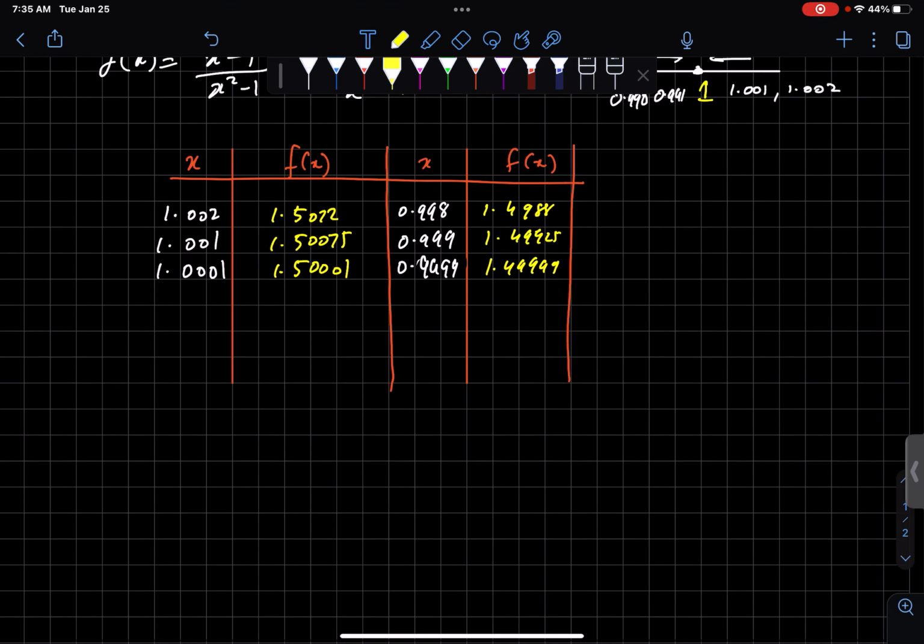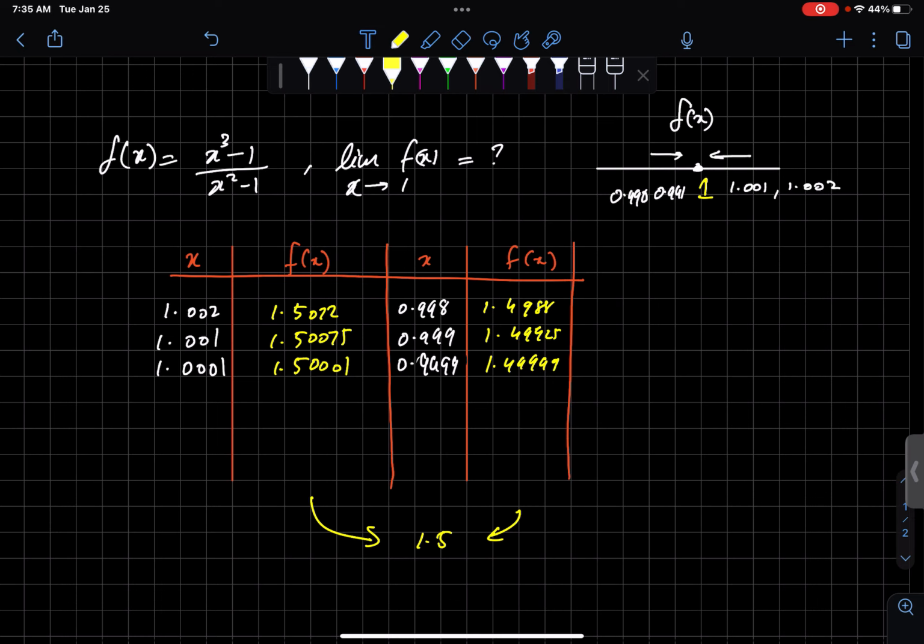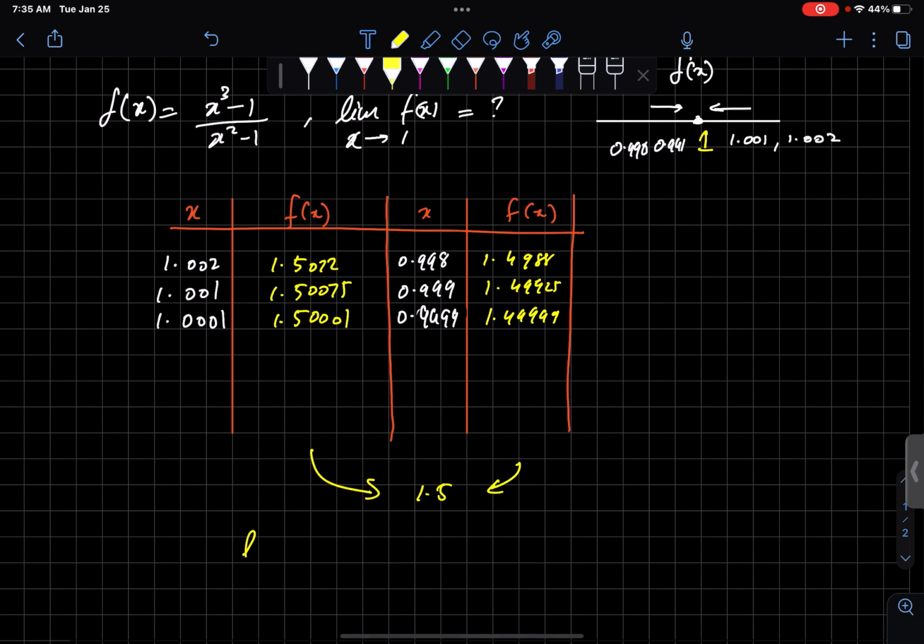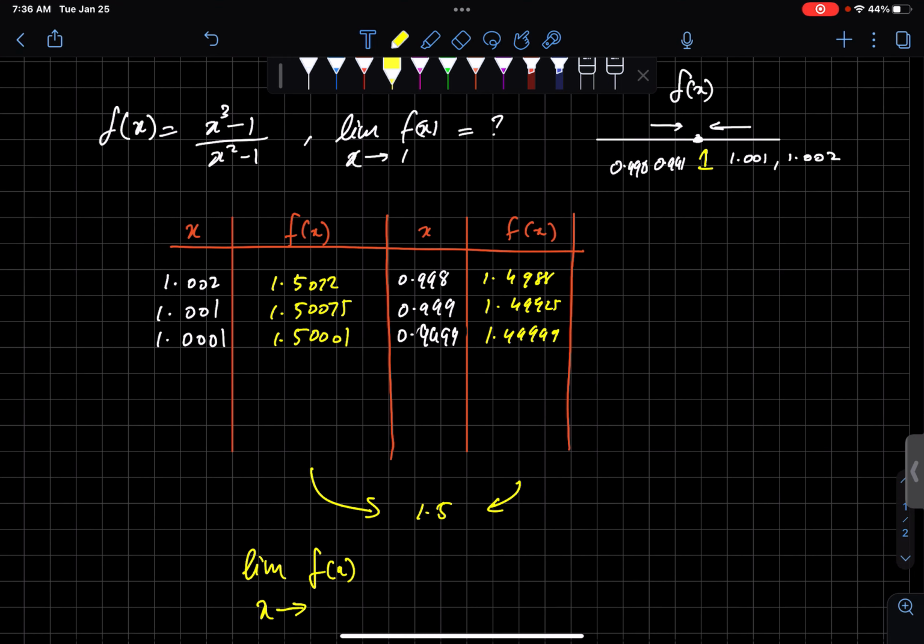So both sides approach 1.5, right? So we say the limit of f of x as x approaches 1 is 1.5. Okay.